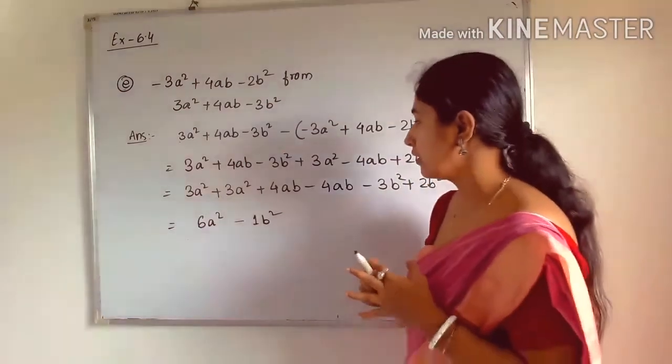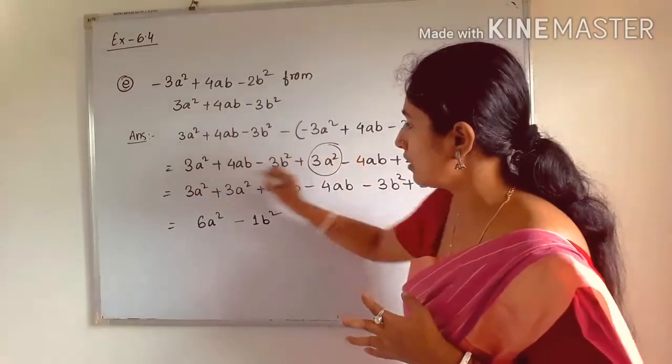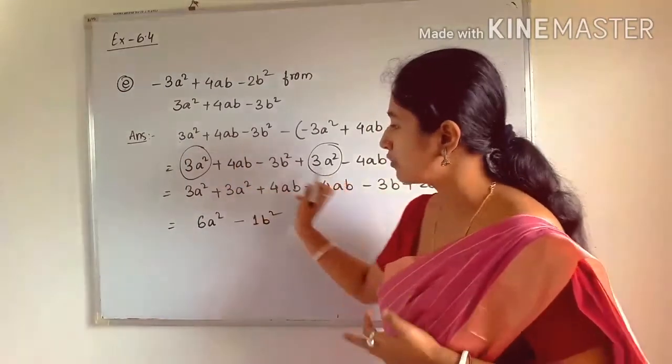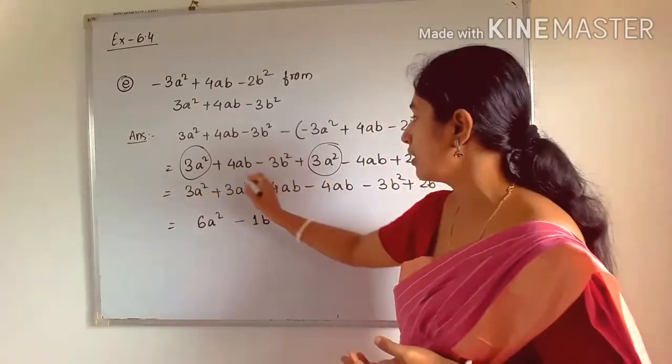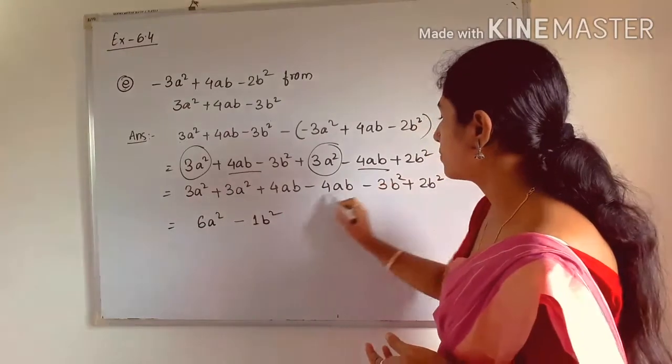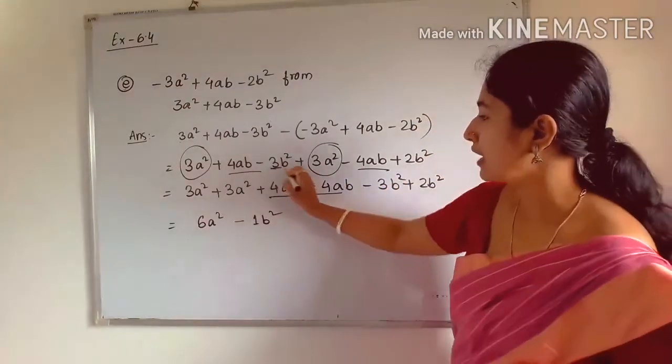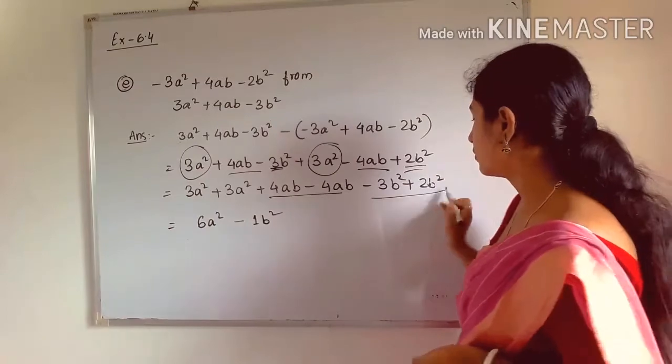So next we will collect the like terms. So 3a square, both are positive. So we will write 3a square plus 3a square. Next plus 4ab, next minus 4ab, okay. Next minus 3b square plus 2b square, okay, this one.